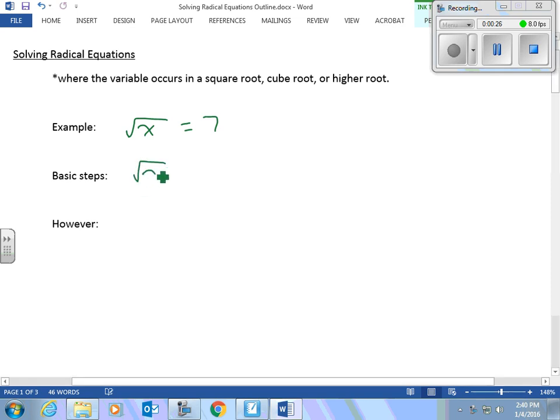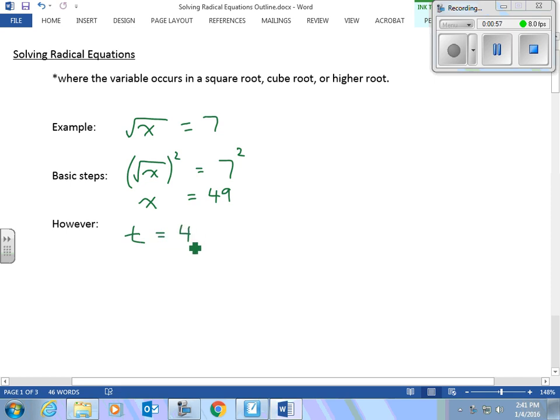So if I take the square root of x, square it, and square the right side of the equation as well, the square root of x times the square root of x gives us x by definition, equals 49. So square both sides and solve for x. Now, before we proceed, we need to look at why that might not always be the best thing to do, or why we might need to do extra steps. So here's a basic example.